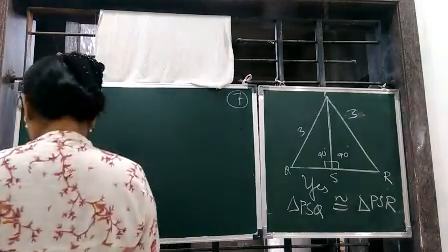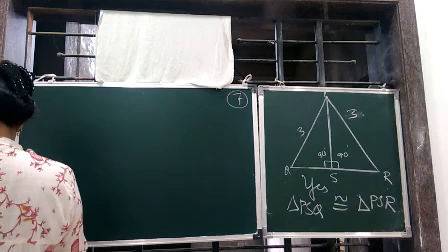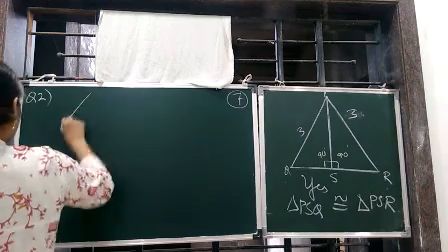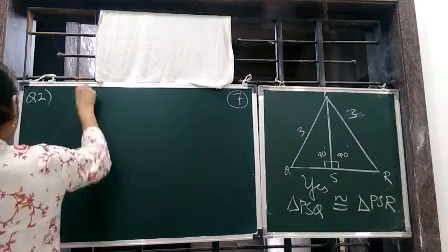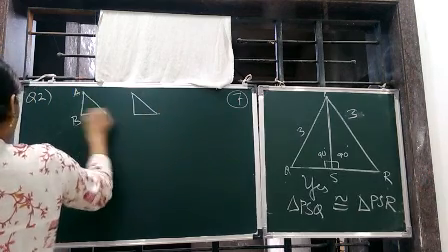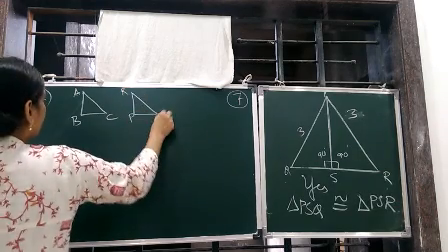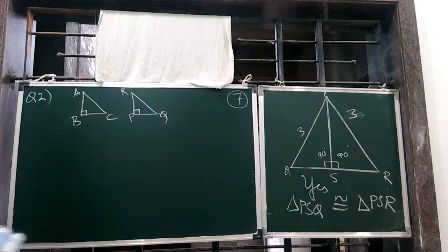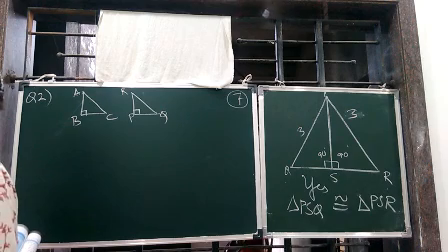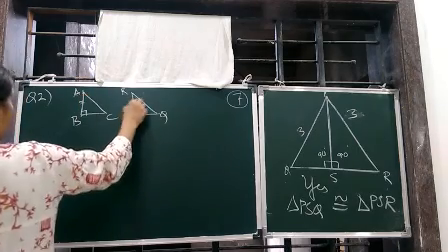It is to establish the RHS congruency rule for triangle ABC and triangle RPQ. So let's make triangle ABC and triangle RPQ. We'll make them small because there is no place. Triangle ABC and triangle RPQ, where angle B and angle P are 90-degree angles, and AB is equal to RP. So these two things are given.